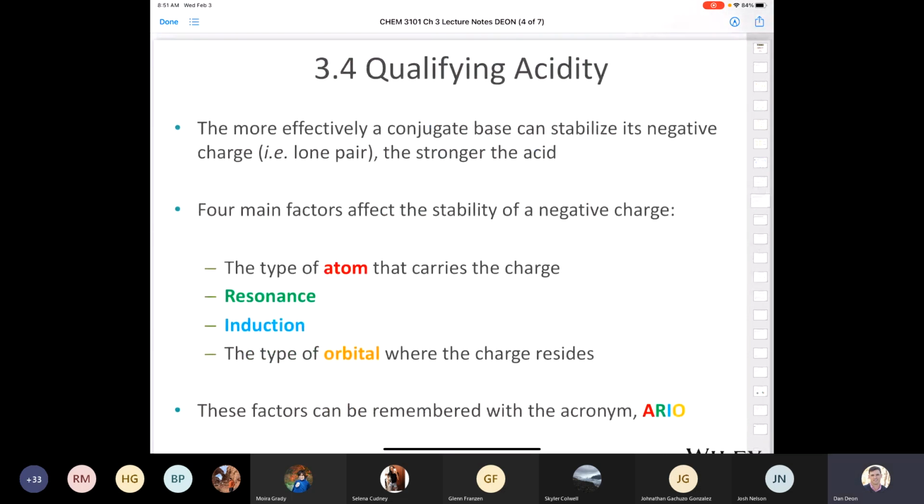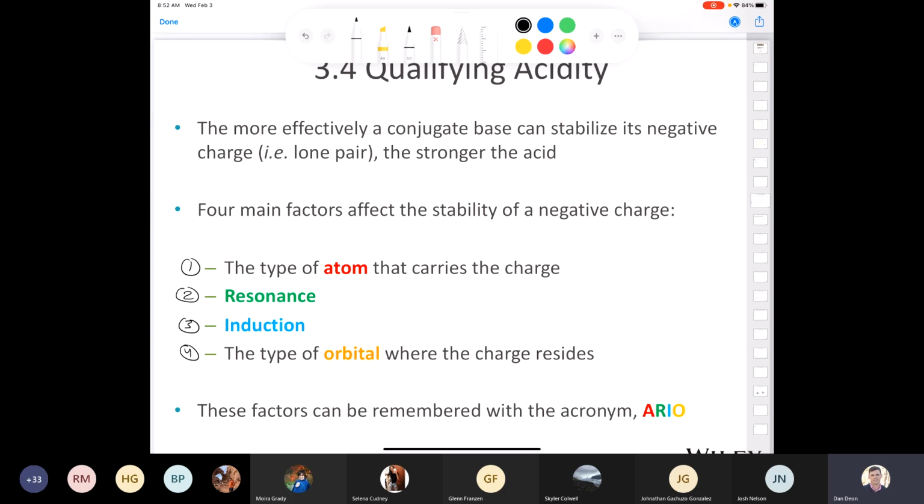Again, the more effective the conjugate base is at stabilizing that negative charge, the stronger the acid it came from. The four main factors we use to evaluate the stability of the negative charge are right here. Number one, the type of atom that the negative charge is on. Number two, resonance contributors. Number three, induction. If you understand electronegativity, I can explain induction very quickly. And number four, orbital. We talked all about orbitals in chapter one when we learned about sp, sp2, and sp3 hybrid orbitals.